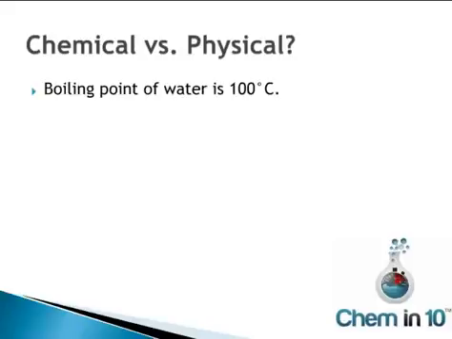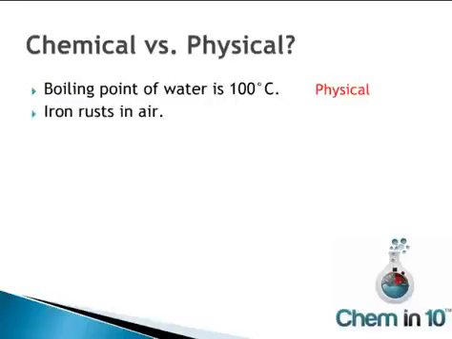Let's practice distinguishing between chemical and physical properties. The boiling point of water is 100 degrees Celsius. Is that a chemical property or a physical property? Since it doesn't describe water's reactivity with another substance, and is not observed as water becomes another substance, it is a physical property.